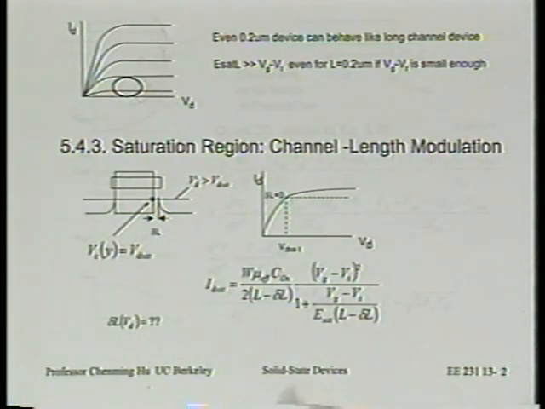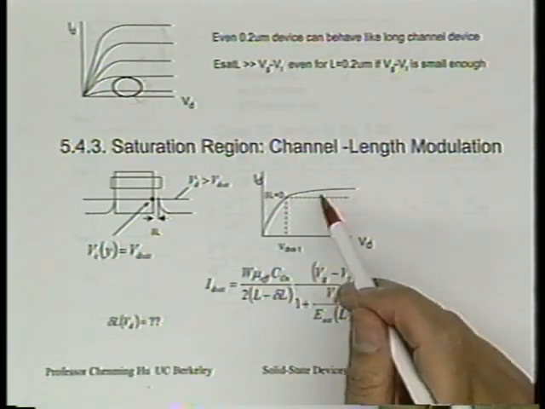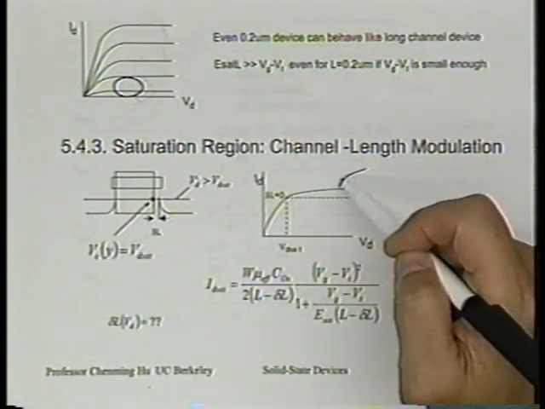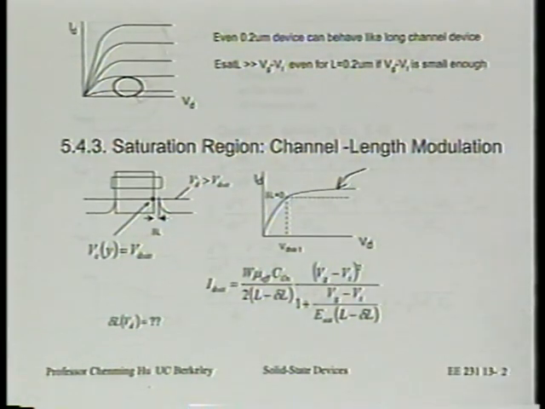So if you want to be able to predict this, then how do you do that? The reason this is important is because this output conductance turns out to be very important for analog design, analog circuit performance.